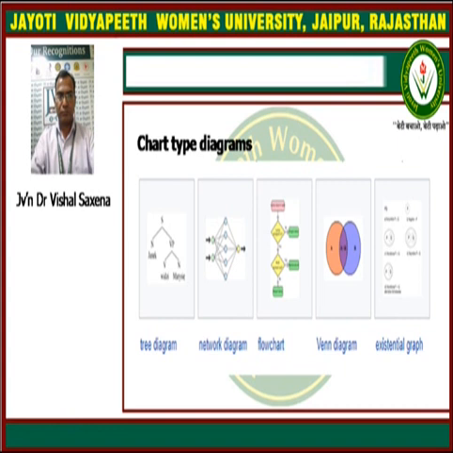Now, what is a Venn diagram? A Venn diagram is a part of algebra, or we can say a part of discrete mathematics, and in Venn diagrams sets are shown. It is important to understand here that the sets, their union, their intersection, and various other properties can be shown in the form of a Venn diagram. Again, it is a chart type diagram. Similarly, existential graph is a chart type diagram.